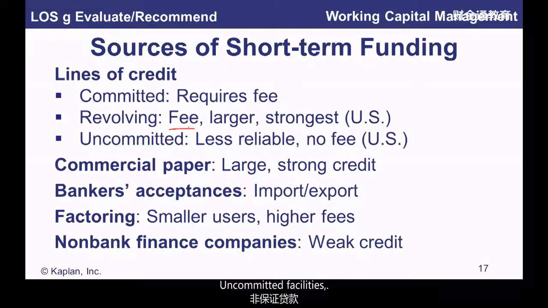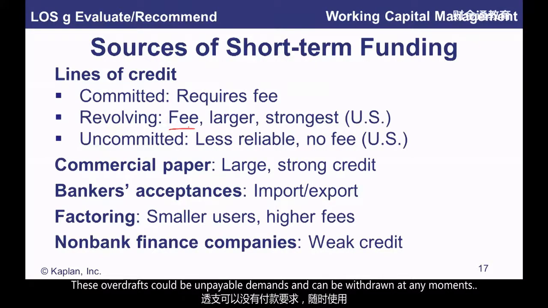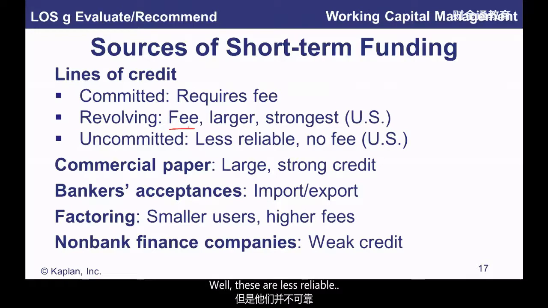An uncommitted facility would be like an overdraft, I guess, and overdrafts are repayable on demand, so they can be withdrawn at any moment. These are less reliable because just when you need the cash the most, maybe you're in trouble, that's when the bank withdraws the facility because they haven't committed it to you, but there is no fee. So uncommitted is cheaper, no fee, but therefore less reliable and could disappear when you need it the most.